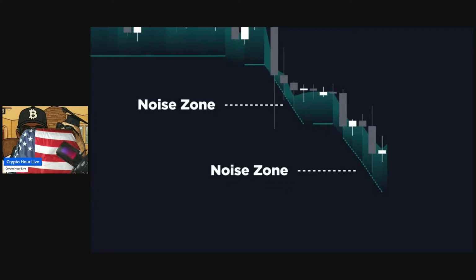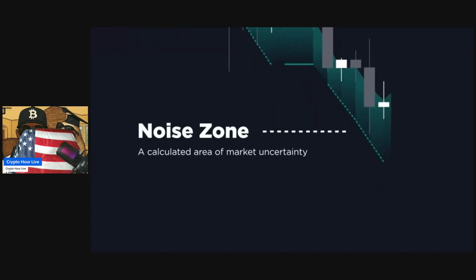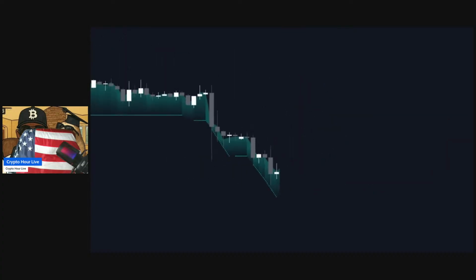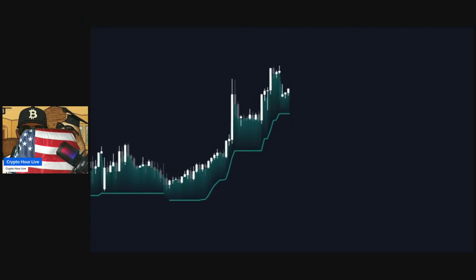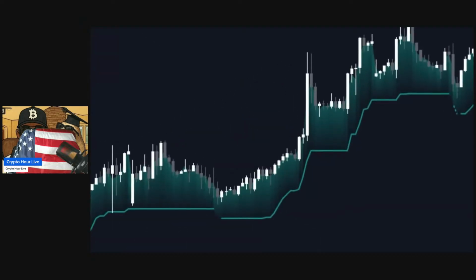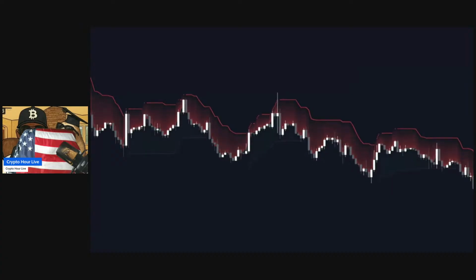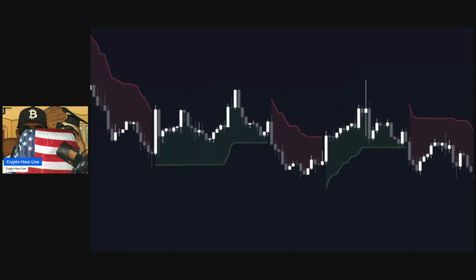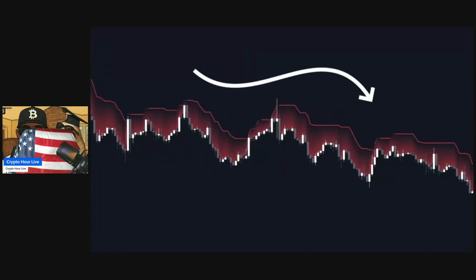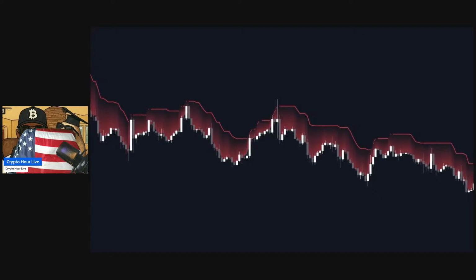It identifies when price action enters a noise zone, a calculated area of market uncertainty, and instead of flipping, it evades the price. It dynamically pushes its band further away, giving the current trend crucial breathing room to persist through minor pullbacks and sideways consolidation. This drastically reduces those frustrating premature trend flips that plague standard super trends, allowing you to stay in profitable trends longer and filter out the market's everyday chatter.